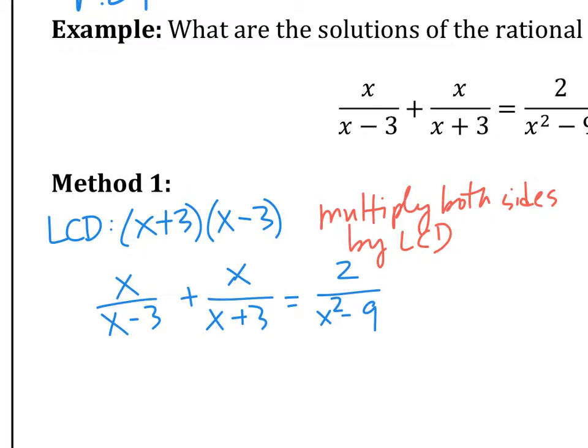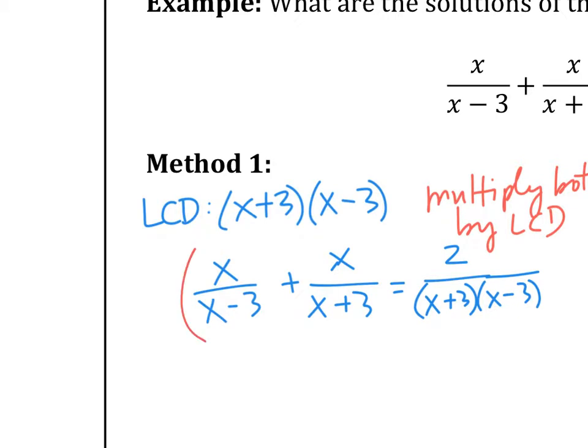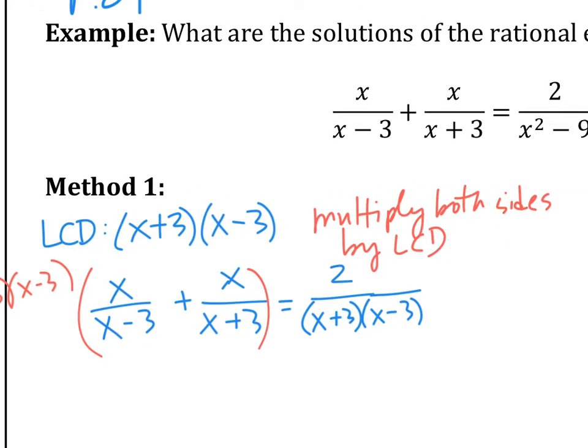Yes, sorry. Should you simplify the denominator? You mean factor? Yeah, that's a good idea. Make it more apparent. Okay, now what we're going to do is multiply both sides by the LCD. So on the left, we're going to multiply by x plus 3, x minus 3. On the right, we are also going to do the same thing.